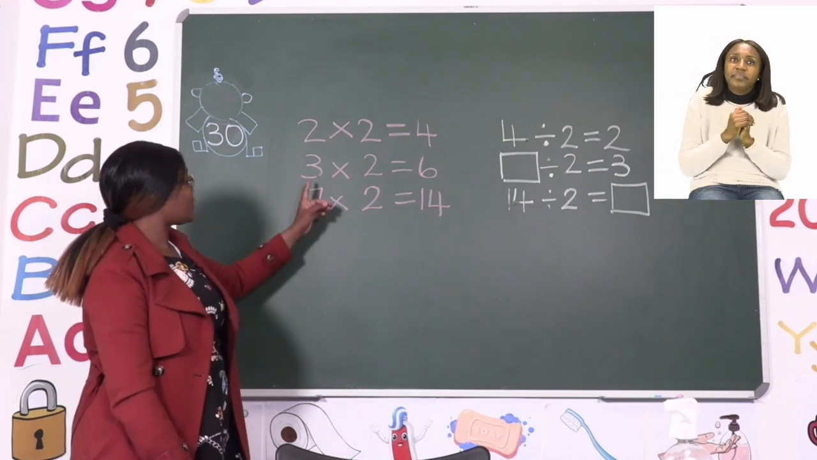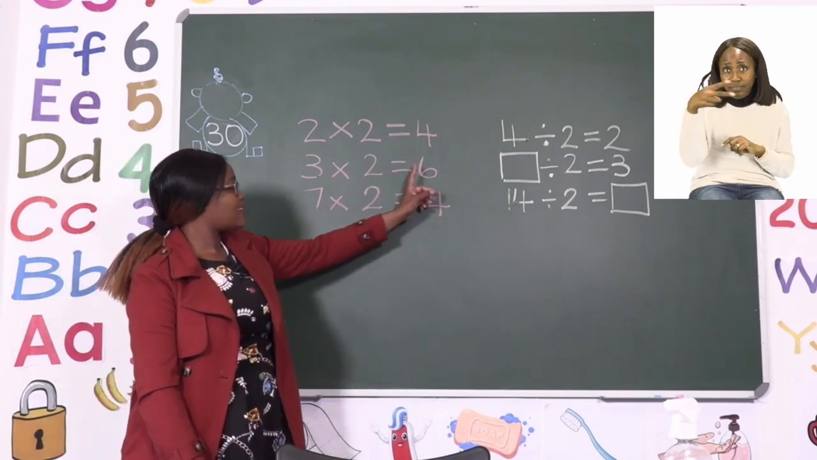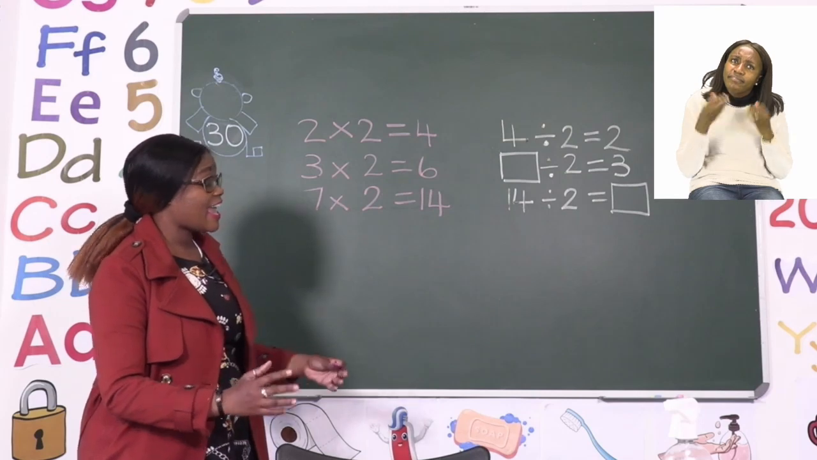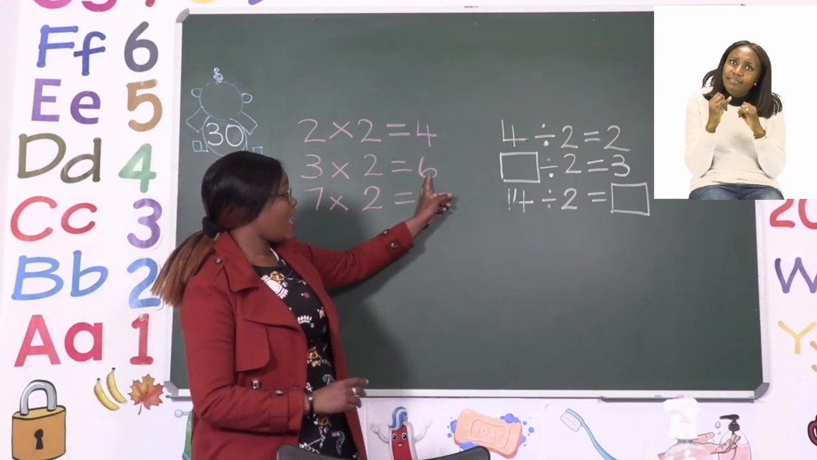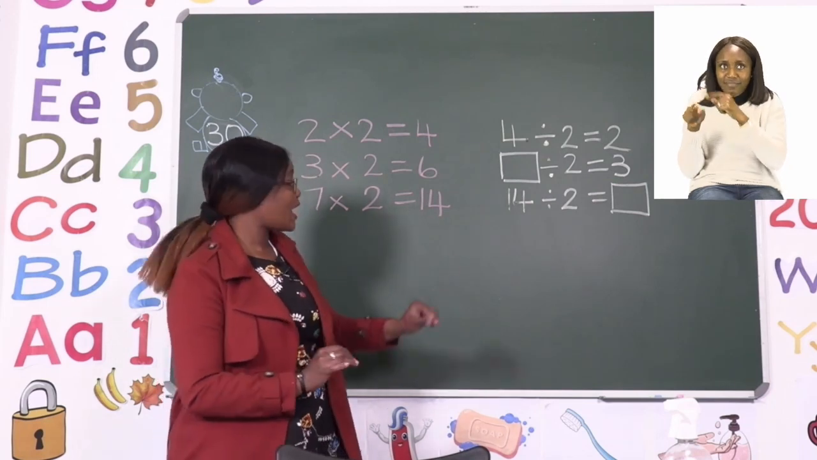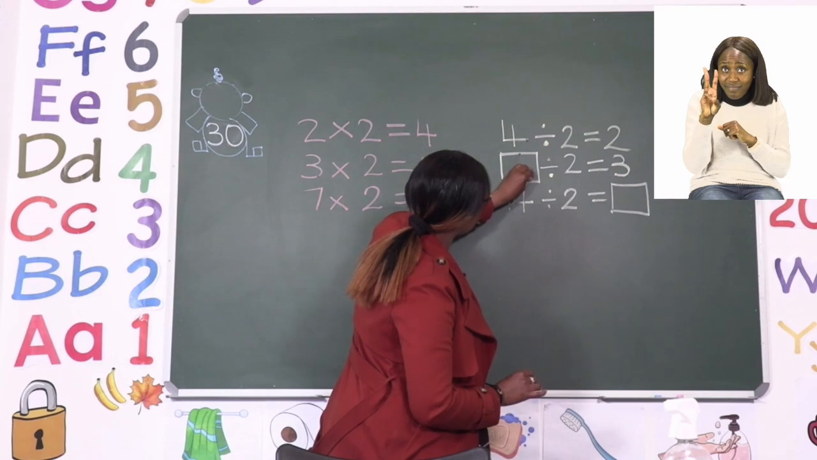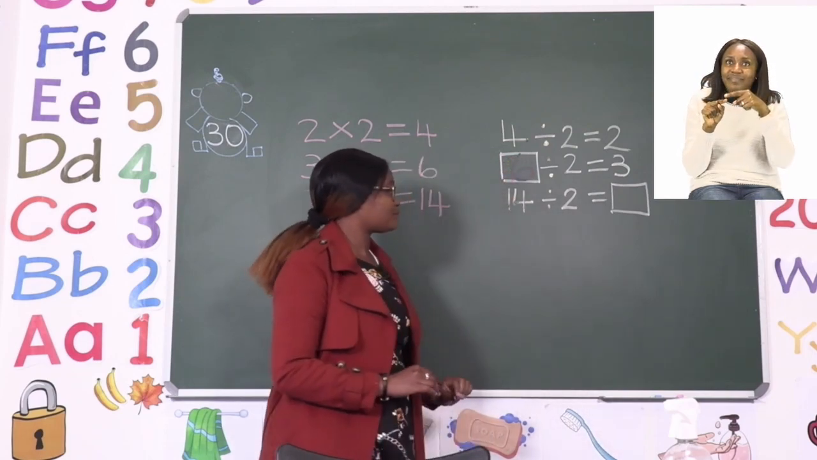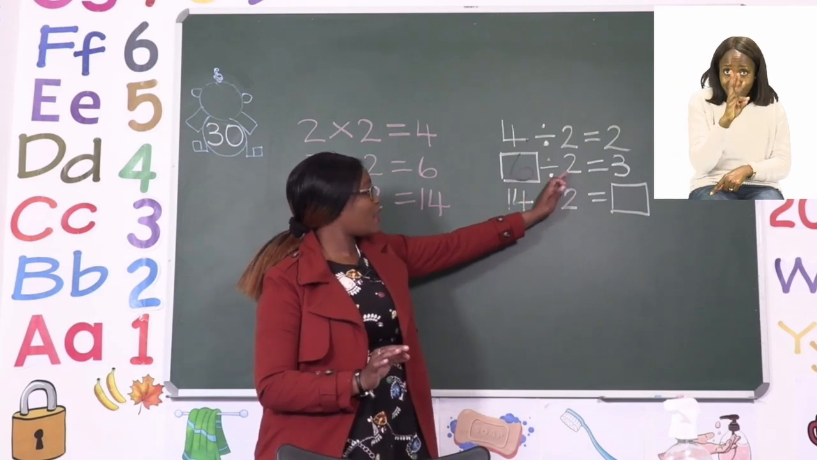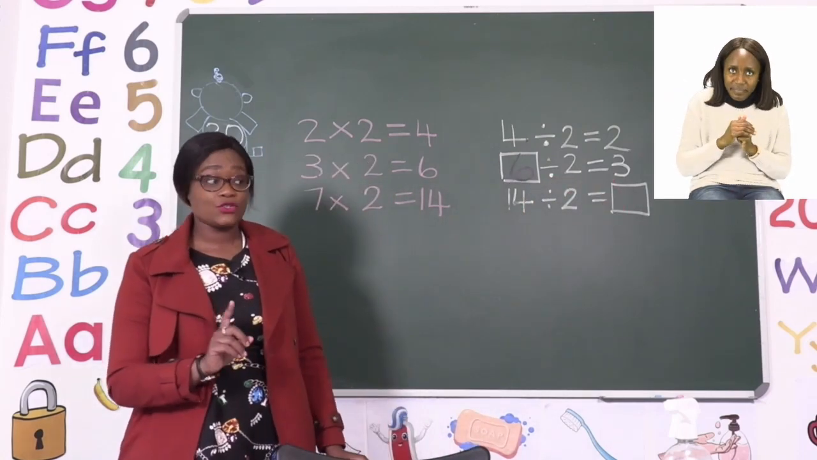We already know that 3 times 2 equals 6. Now I said before that you take the answer and you put it in place for the missing number at the beginning for the division. So our answer here will be 6. And then now it says 6 divided by 2 equals 3. We want to find out if that is true.